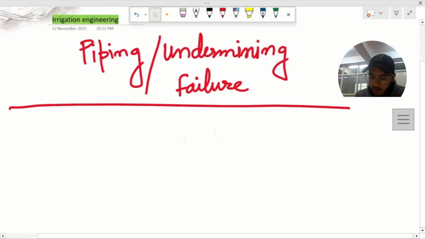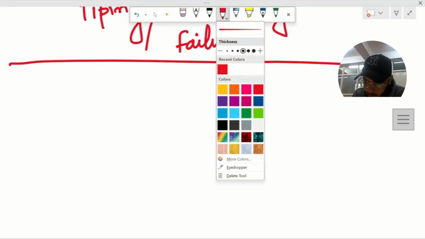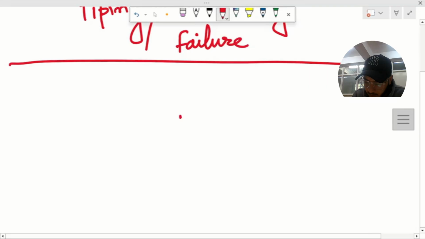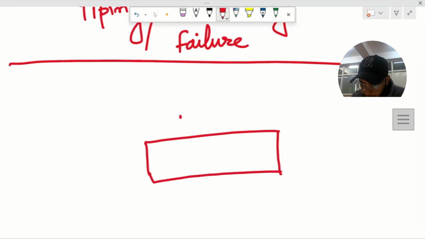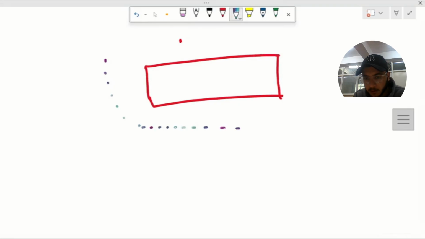Now to understand this piping failure, let's first consider an impervious foundation. What if the water that's percolating below the foundation emerges from the downstream side? So this is your downstream side and this is your upstream side.